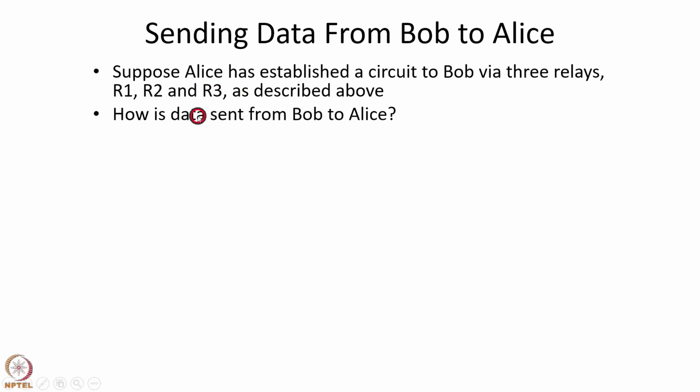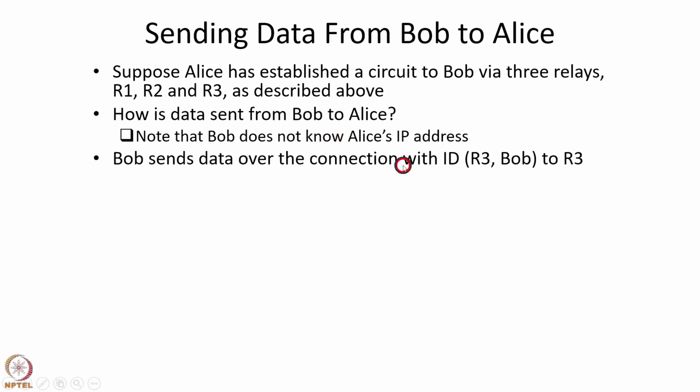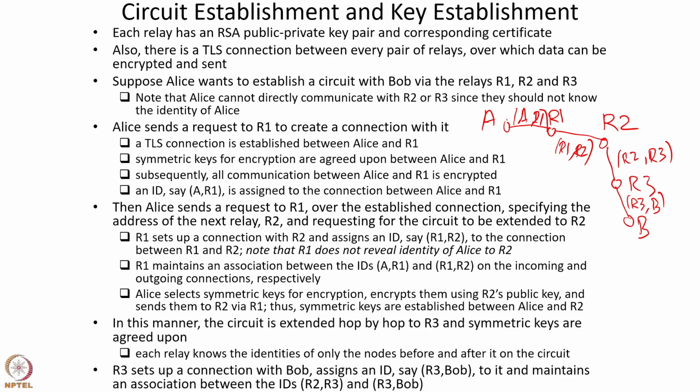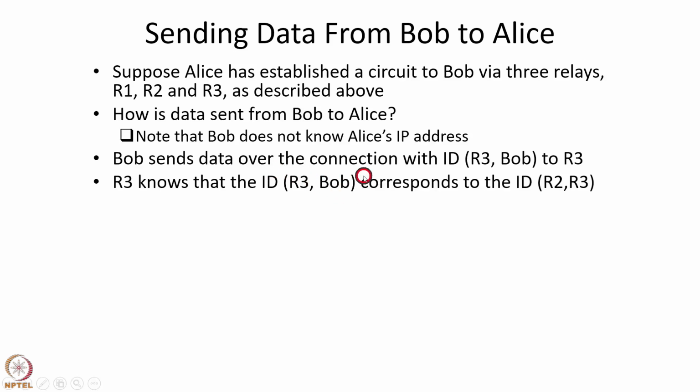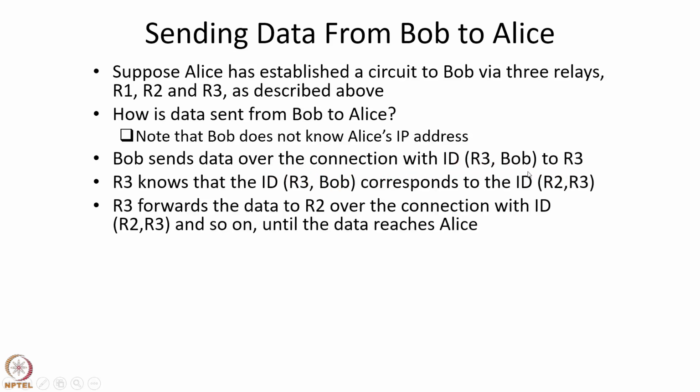So to send data, we make use of the identifiers that we have assigned to different connections. Note that Bob does not know LS's IP address. Bob sends data over the connection with ID R3, Bob to R3. So in the previous picture, Bob knows about this connection between itself and R3. So Bob sends the data over this connection with identifier R3, Bob. Now R3 knows that the ID R3, Bob corresponds to the ID R2, R3. So R3 forwards the data to R2 over the connection with ID R2, R3 and so on until the data reaches LS.